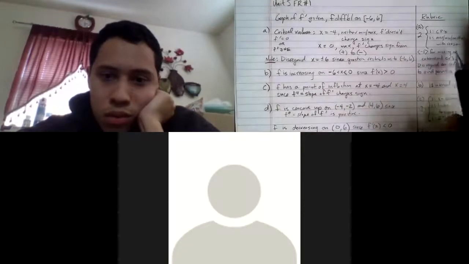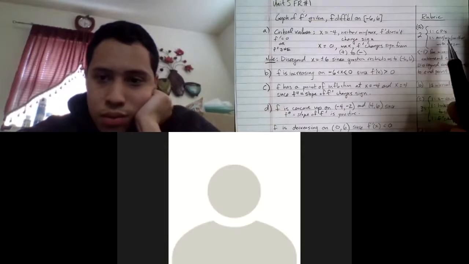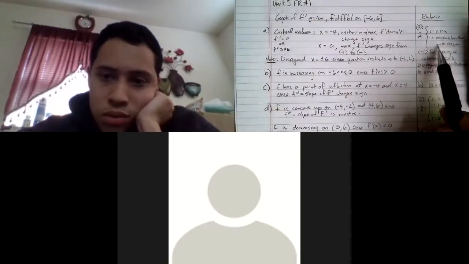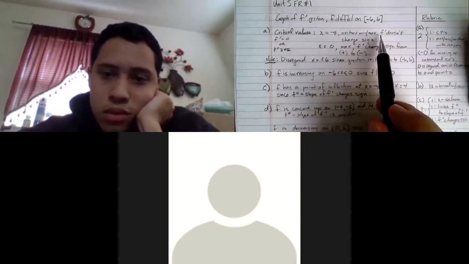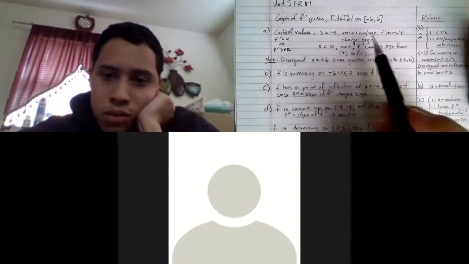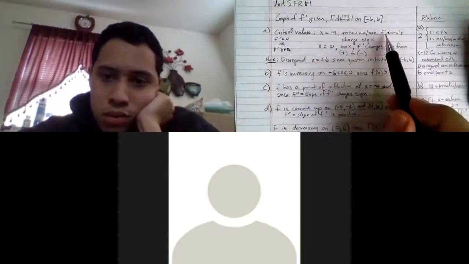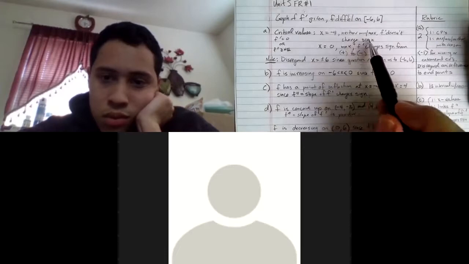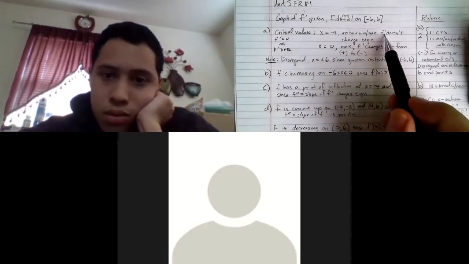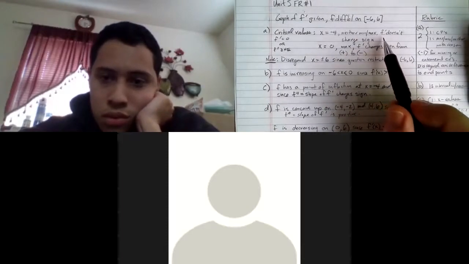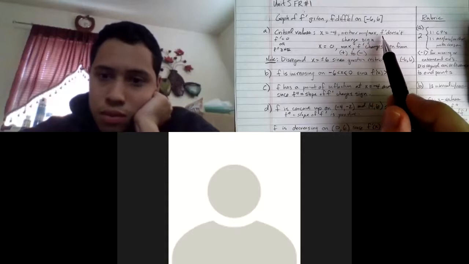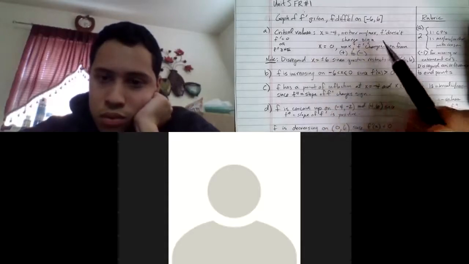For instance, in part A, the second point is for classifying the critical points as mins, maxes, and neither with a reason. So for x equals -4, you must explicitly state that f prime doesn't change sign. If you say it changes sign or doesn't change sign, or the graph doesn't change sign, you will not get the point. You have to be very explicit. F prime does not change sign.